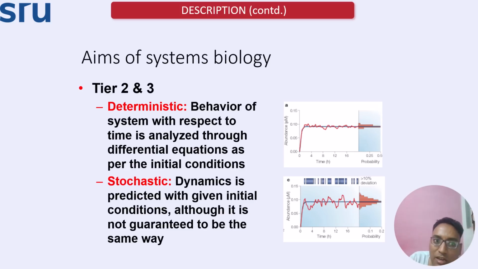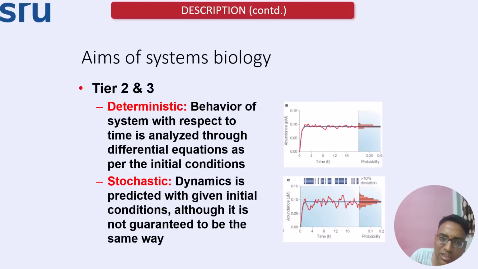Now see the next part. Here, the tier 2 and tier 3 part is responsible for the deterministic and stochastic parts. Deterministic, as we have been discussing, means that if we are able to build the equations properly, we should be able to find out exactly how the product will change if you are changing some reactants, and at one point it will change. What will be the rate?